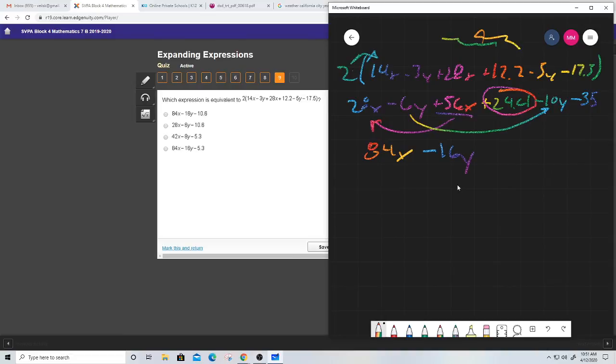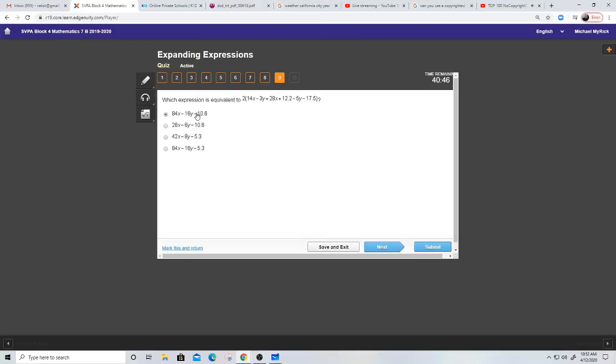Lastly, we'll combine our 24 and our negative 35. Because one's negative, one's positive, we have to treat them as a subtraction problem. Negative 10 point. Oh, yeah. That's not a 4, that's a 6. So negative 10.6. And this 84 is the only one with negative 10.6.